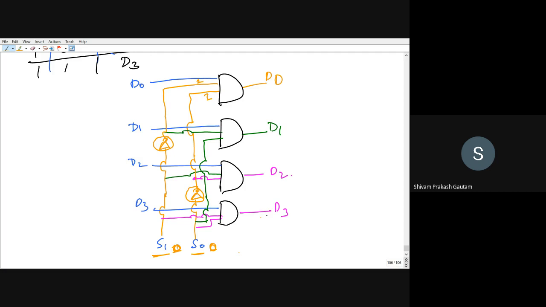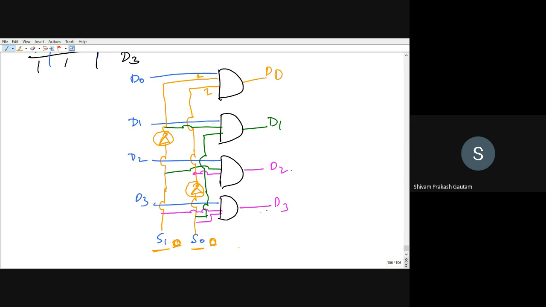So both of these inputs are 1, and for the other gates, we will be getting 0 here, 1 here, and 0 here. Here we will be getting 0, and here 1, and here 0, 0. If S1 and S0 are both 0, this is the condition that we will be getting, right?